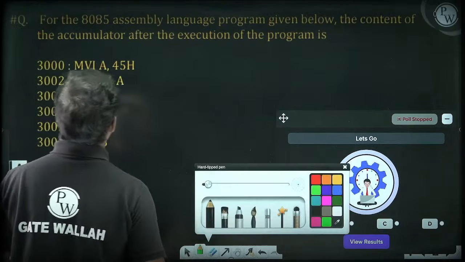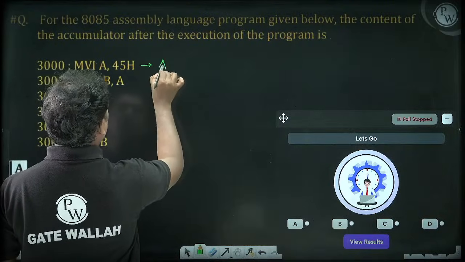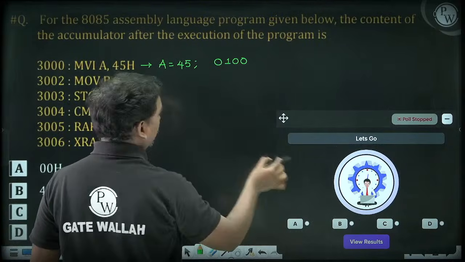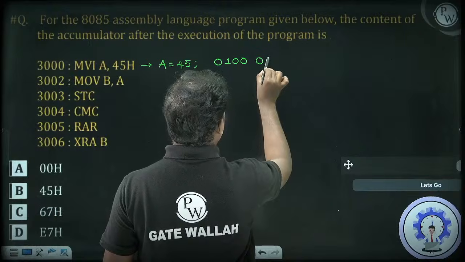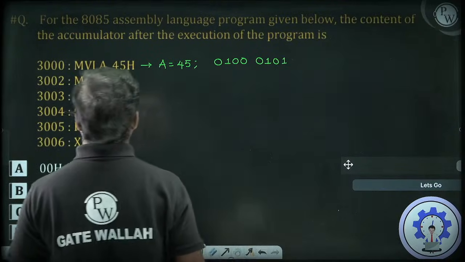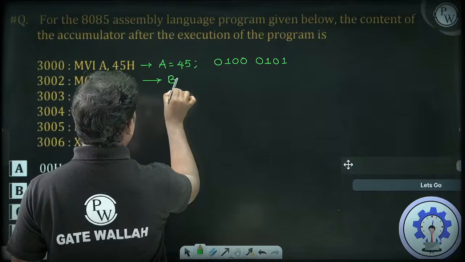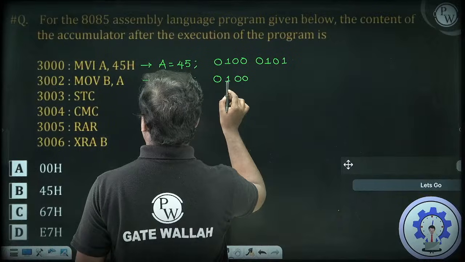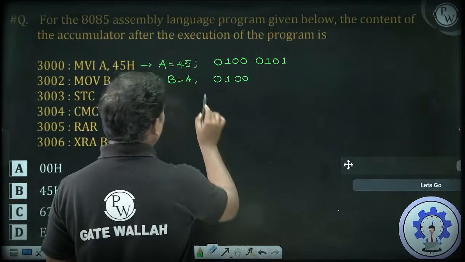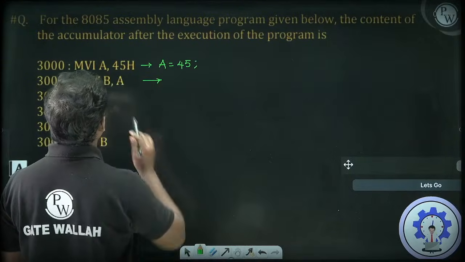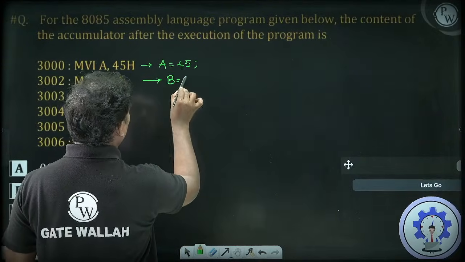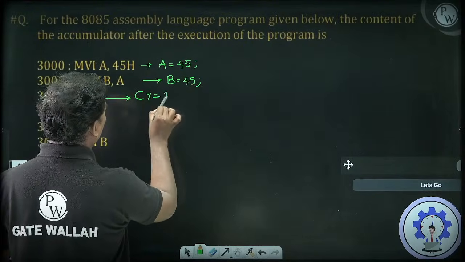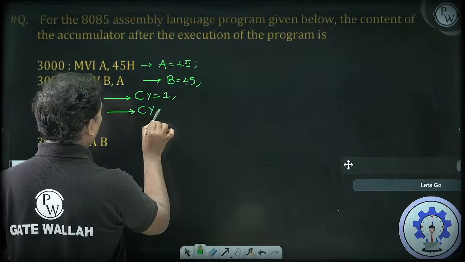So see here, move immediate A comma 45. So A is equal to 45, so 0 1 0 0 0 1 0 1. MOV B comma A, so B is equal to A, that is 45. Okay, that's fine. Let us write like this: move A comma 45, B comma 45. Next STC, the carry flag is equal to 1. Next CMC, the carry flag is equal to 0.